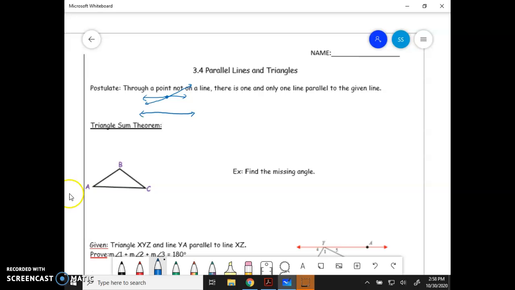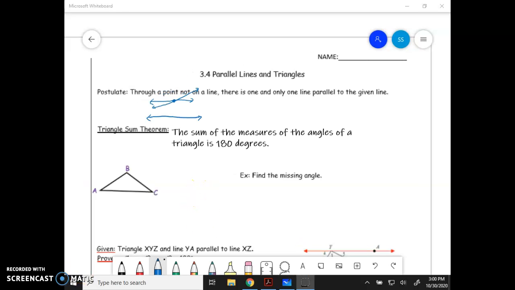All right, the next thing, the triangle sum theorem. The sum of the measures of the angles of a triangle is 180 degrees. Go ahead and pause the video, jot that down.